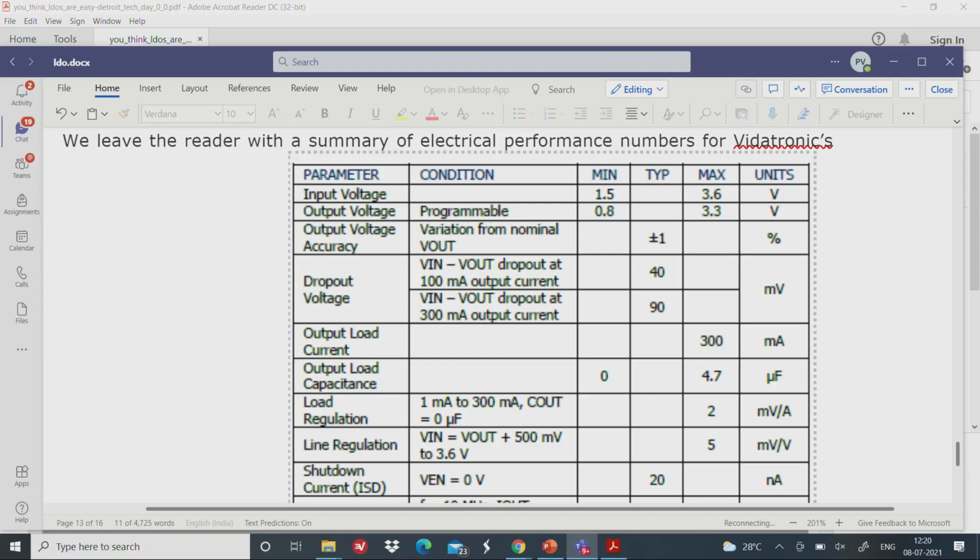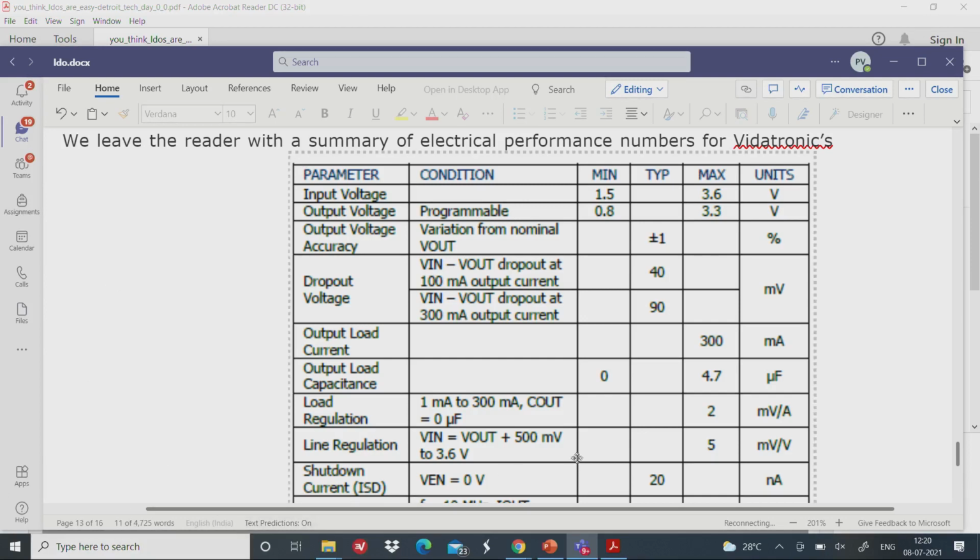Okay. Now look at line regulation. Line regulation is mentioned in 5 millivolt per volt, it is not amps, it is millivolt per volt, and this is about 5 millivolt. And the condition under which line regulation is offered at 5 millivolt is V in should be whatever you draw at the output plus 0.5 volts, that is 500 millivolts. You must maintain that. If you do that, you will get 5 millivolt per volt in line regulation.